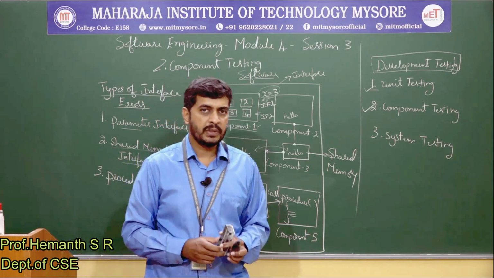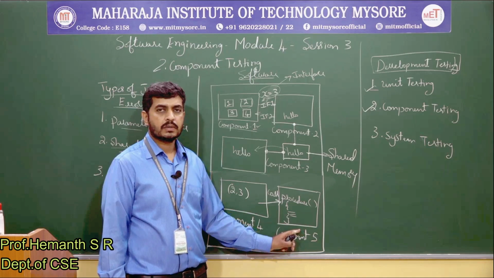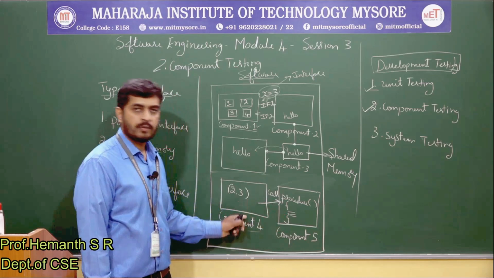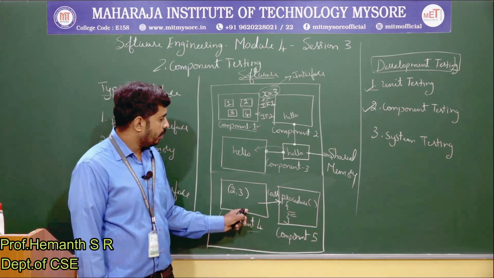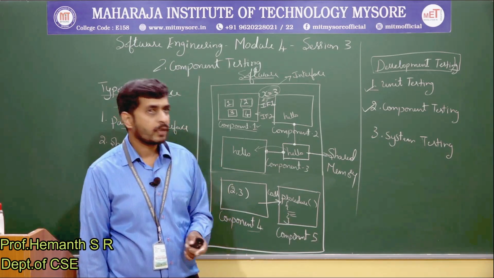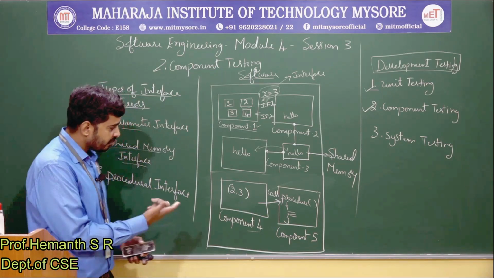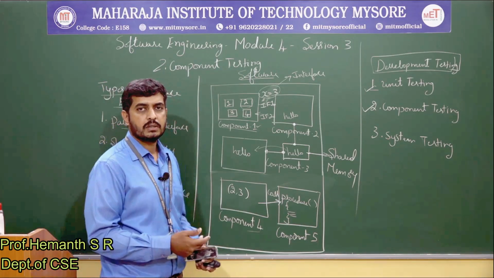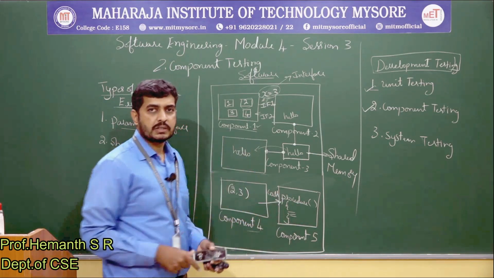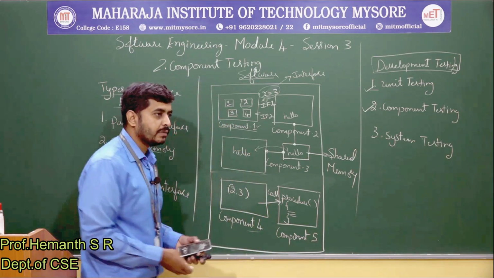Your observation should be that the procedure is in a specific component, and this procedure is being called by a different component for a specific action. So this was the procedural interface. This was the third type of interface that can exist between two components: an interface which will be used to call a procedure that exists in a different component. So this was the third one.